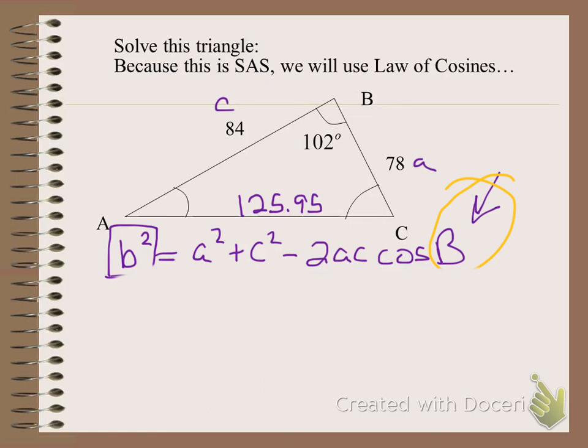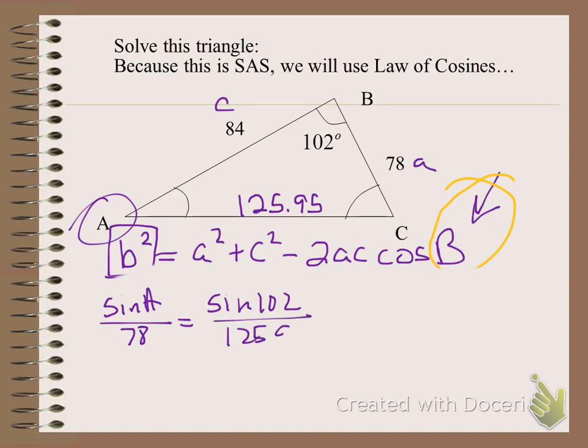But as a force of habit, we're going to find the smallest piece first, which means I'm going to find angle A next. Angle A is what I want to find next. So I'm going to use the law of sines. The sine of A divided by 78 is equal to the sine of 102 divided by 125.95.